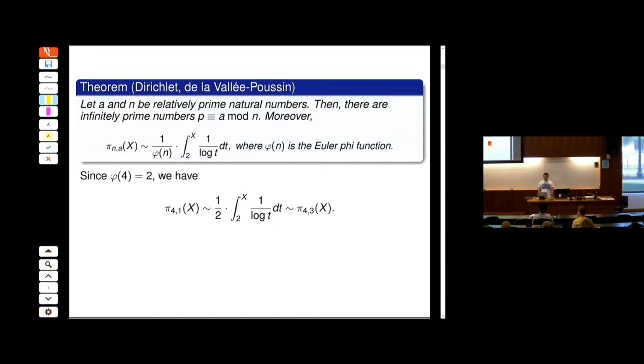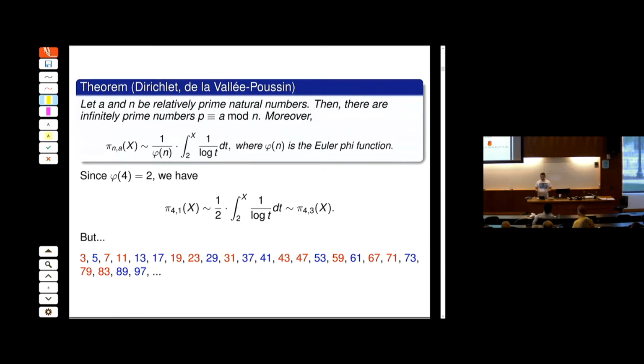So how about when we're talking about numbers modulo 4? Except for the prime 2, there are primes that are 1 mod 4 or 3 mod 4. And according to Dirichlet, they both are supposed to be asymptotic to the same function. So this seems to indicate again that we should expect to have the same number of primes. So go out there and start looking for primes of each kind. And as you start looking for those, the primes in red are the 3 mod 4s, and in blue are the 1 mod 4s.